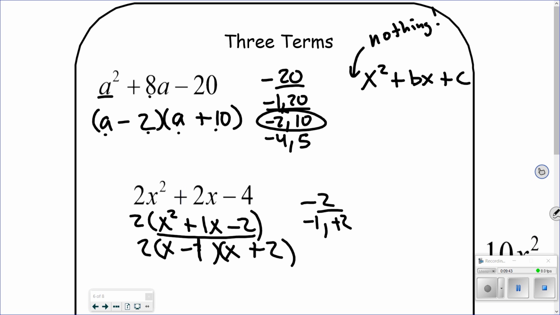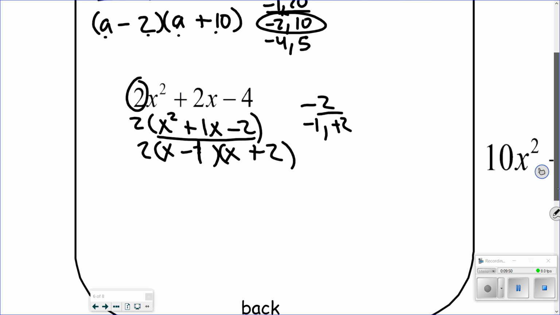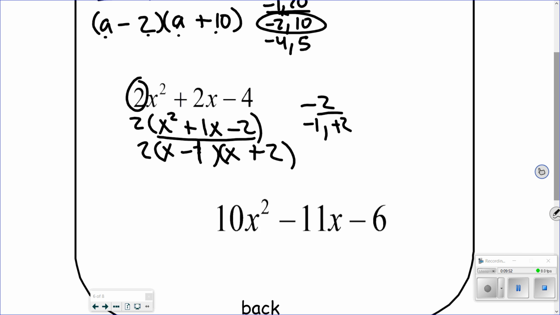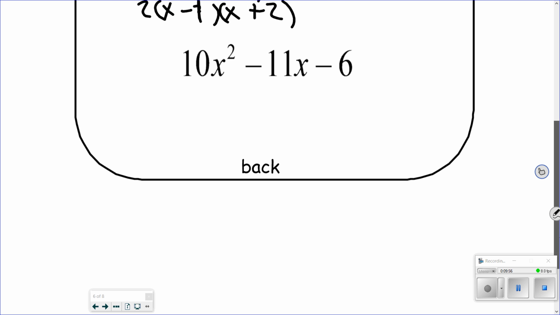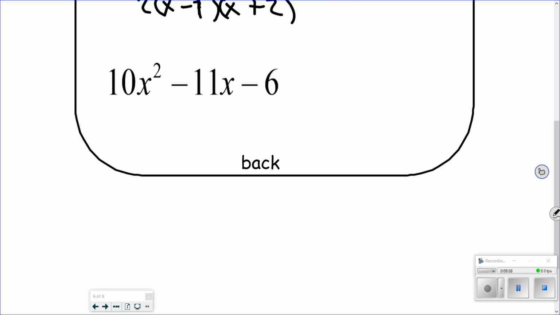So sometimes even if there is a number in front, if you can take out a common factor, you can get rid of that. There are times, though, when there is not a common factor, and then we have to know how to do that. So I'm going to slide this down a little bit because we need a little bit of room to work on this one. 10x squared minus 11x minus 6. So what I see is that 10 out in front, and there's no common factor. That tells me this is going to be a harder one to factor.